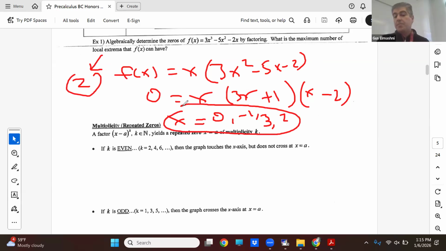But sometimes they can repeat. If you have x minus a to the k power, where k is a number that's not 1, it could repeat. So when it touches the x-axis, we're calling that a bounce. That happens when k is even, so there's no crossing. Whereas if it's odd, then it crosses.